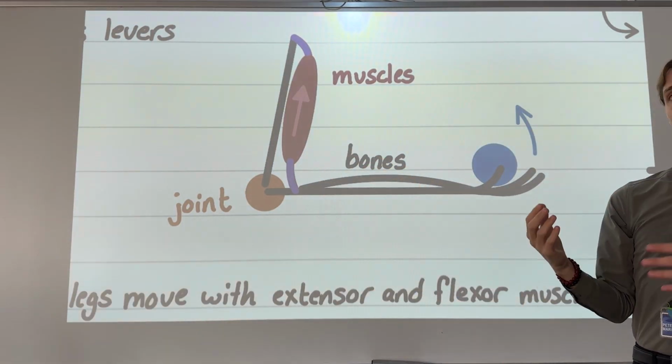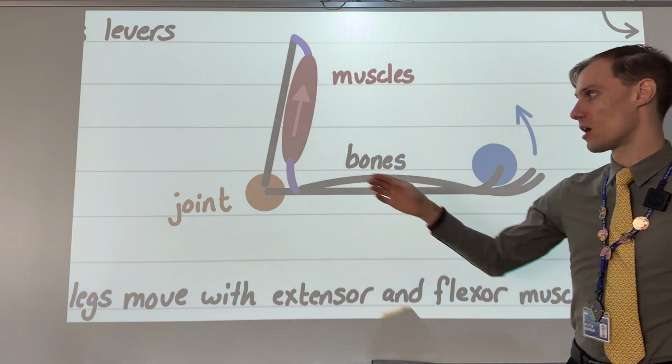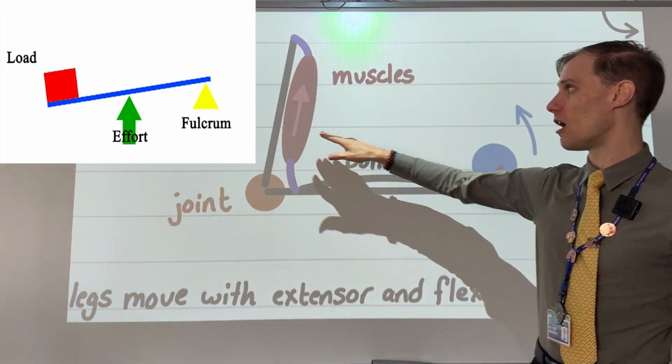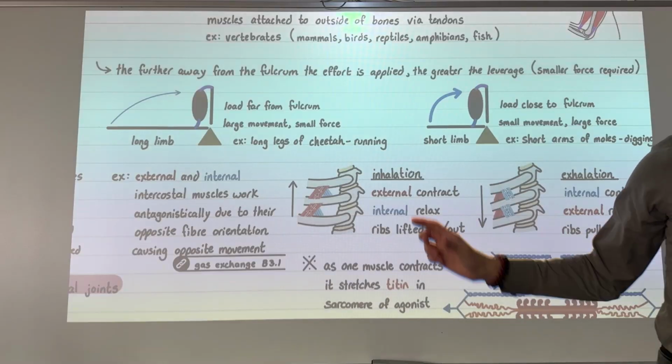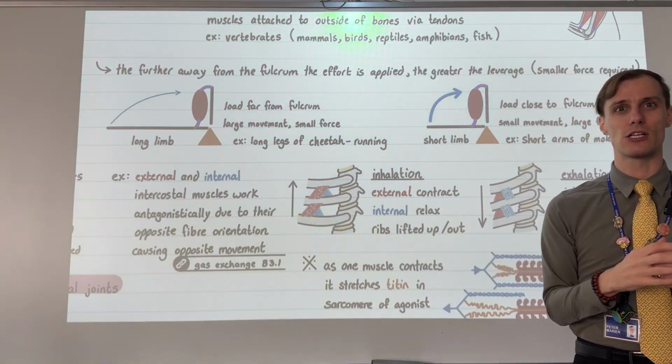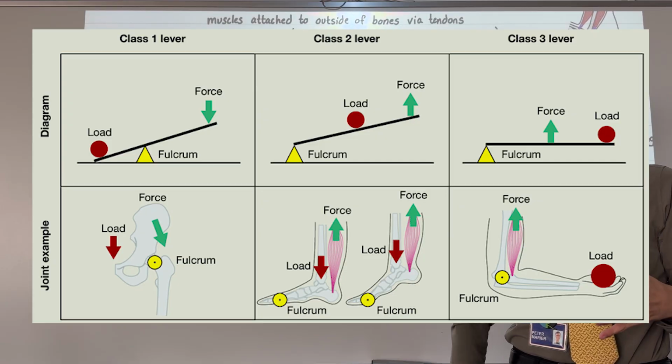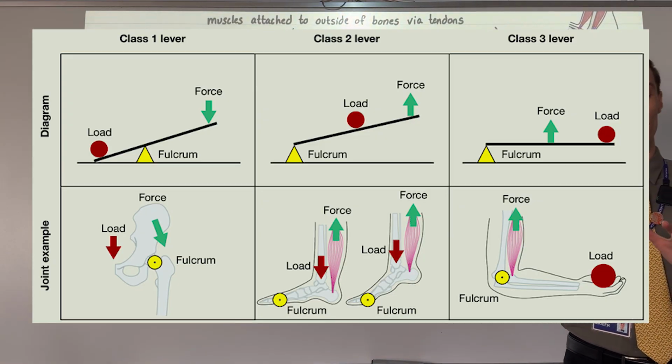But all of your joints have this same principle: a fulcrum, a lever, a force, and a load, and the muscles are the ones providing the force. Now, it is worth noting a little bit about biomechanics. There are many different types of levers. We're not going to be dealing with that in this course.